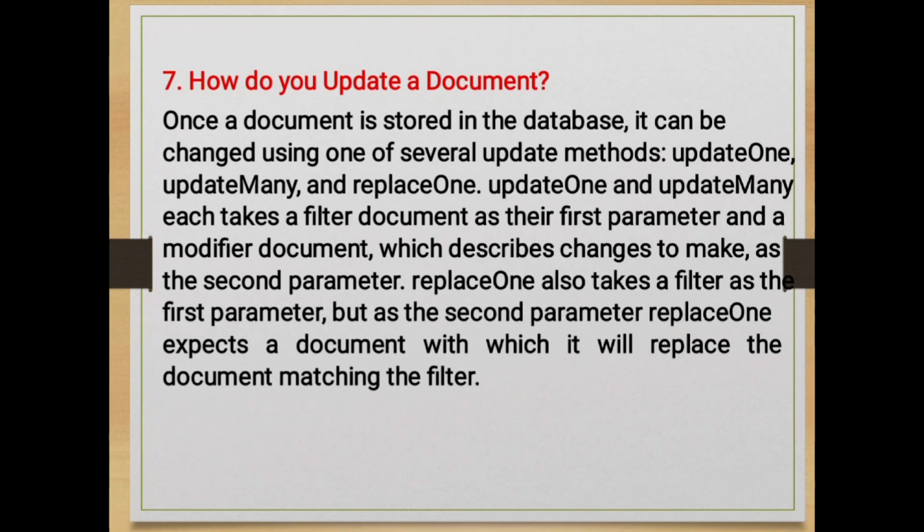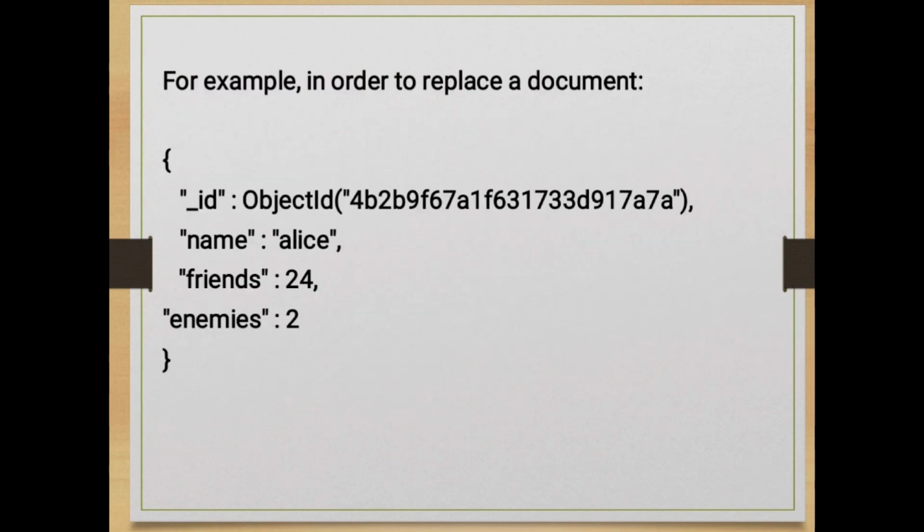How do you update a document stored in a database? It can be changed using one of several update methods: updateOne, updateMany, and replaceOne. updateOne and updateMany each take a filter document as their first parameter and a modified document which describes changes to make as the second parameter. replaceOne also takes a filter as the first parameter, but as the second parameter, replaceOne expects a document with which it will replace the document matching the filter. For example, in order to replace a document, specify the ID and object ID and the values that you want to replace. The key value pairs you have to specify.